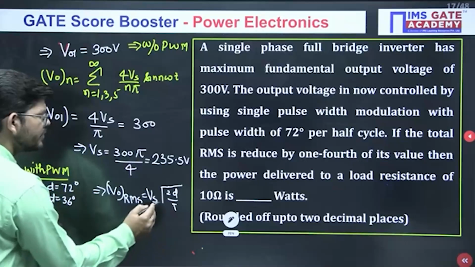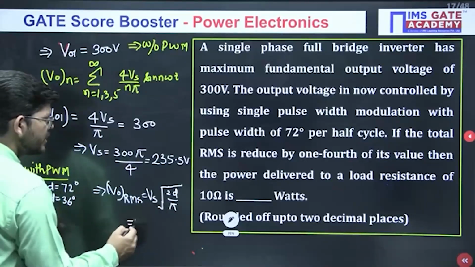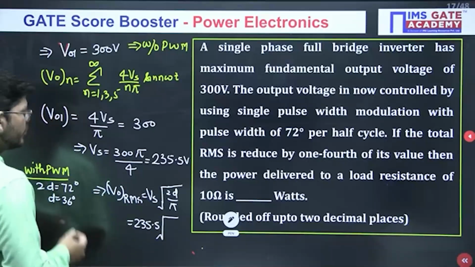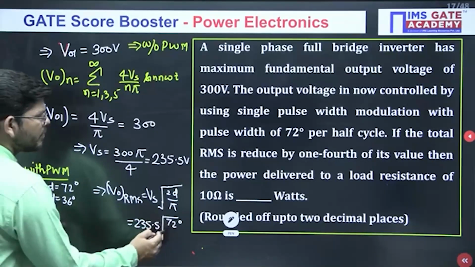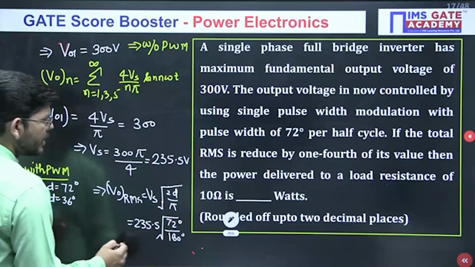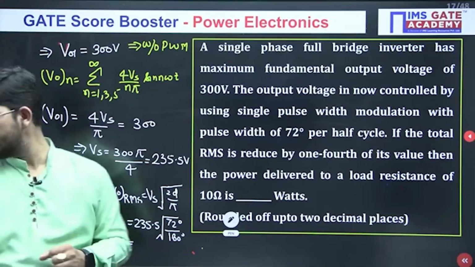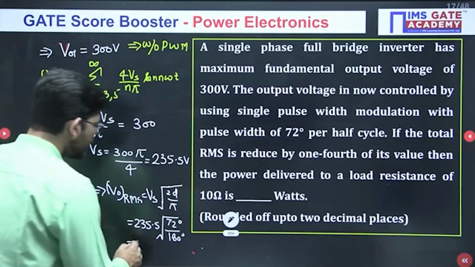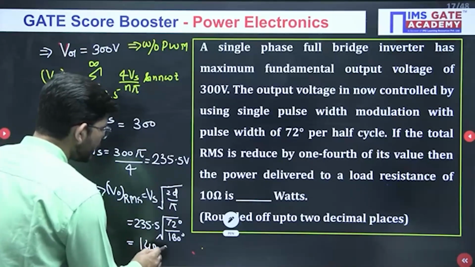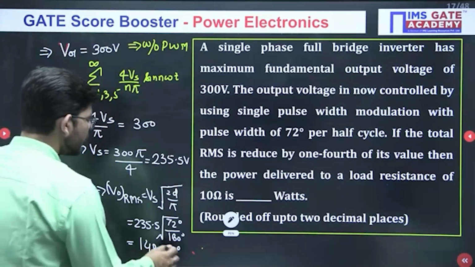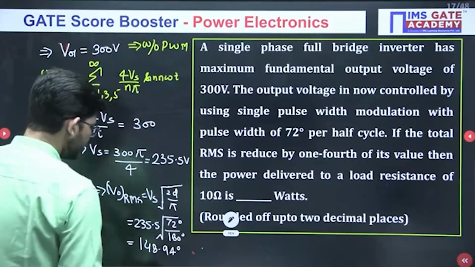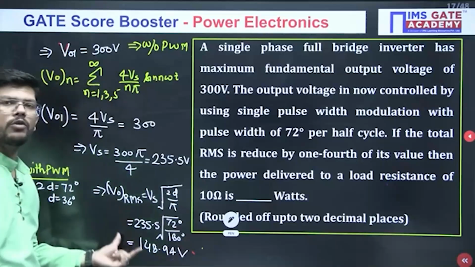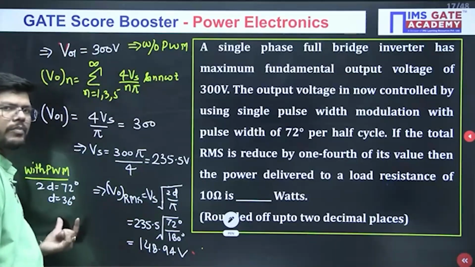Let me use more space. So Vs is 235.5 under root, what is 2D? 2D is given 72. What is pi? 180 degree. So when you solve it, you will get an output voltage of 148.94 volt, not degree, it will be in volts. So that is the output voltage, total output voltage. This is what you will be having for this particular pulse width.